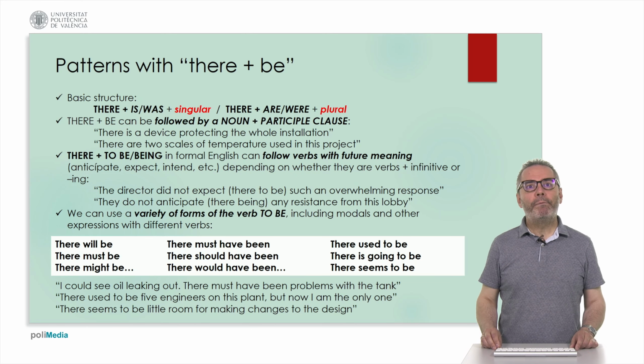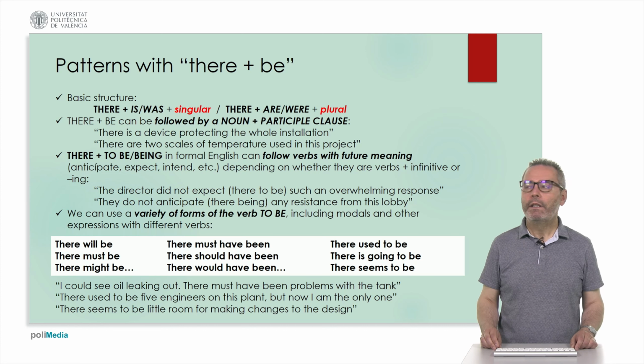Let's move on to the patterns of there plus the verb to be. The basic structure is to use there plus a form of to be in the present or past, is or was if the following words are singular, or there plus are or were when the remaining words are plural. There plus be can be followed by a noun or plus a participial clause as well. For example, there is a device protecting the whole installation, or there are 2 scales of temperature used in this project.